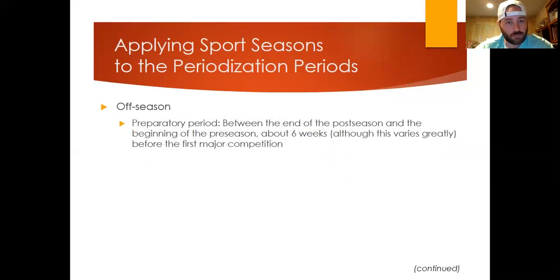Now, if we're starting to apply the sports seasons to the periodization periods, off season is that prep period between the end of the postseason and the beginning of the preseason. So typically it's about 6 weeks, although it varies greatly. Let's think about it this way. On a typical non-quarantine, non-coronavirus year, what does the NBA do? Think about it. I believe their championship is typically mid-June, right about there. Don't quote me on that.